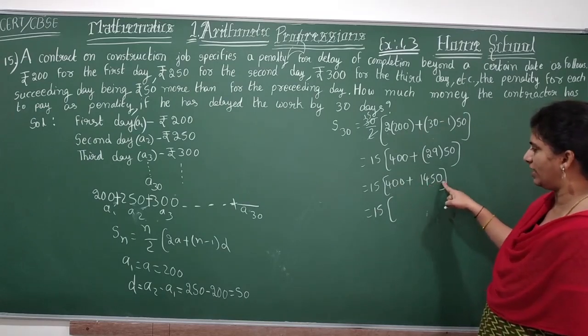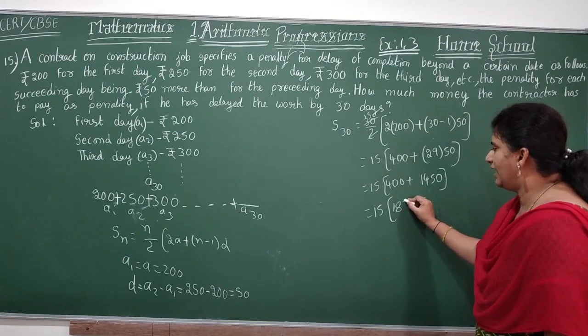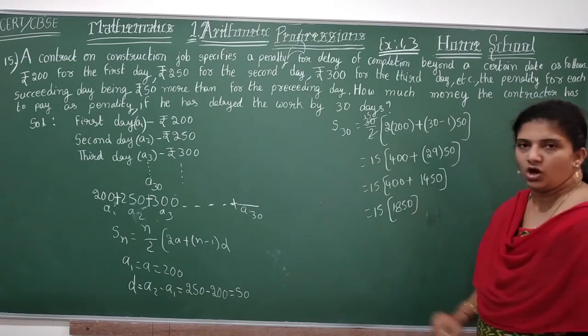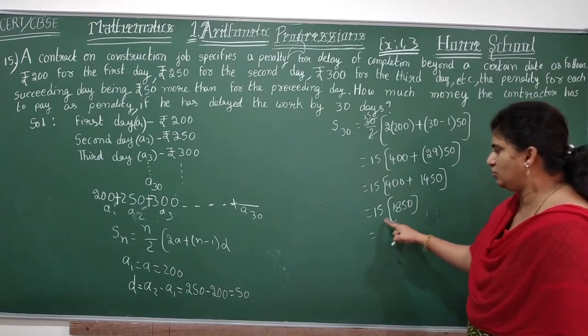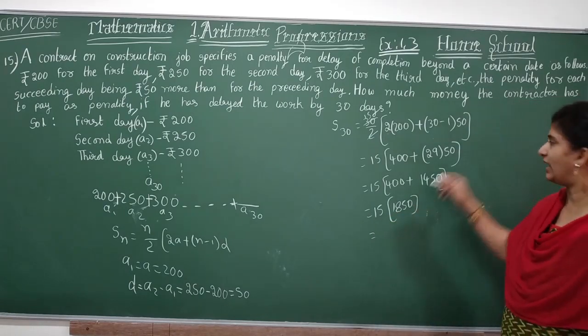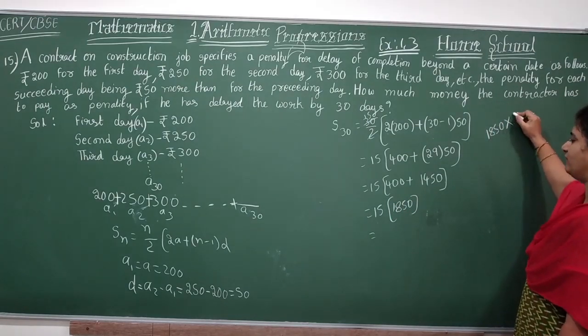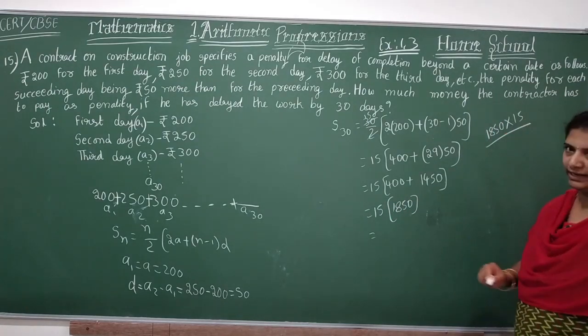1450 plus 400. 4 plus 4 will be 8. So 1850. Okay. So again we need to multiply these two. Multiplications, always do carefully. Let me do the calculation here. 1850 into 15. Quickly let's do here.